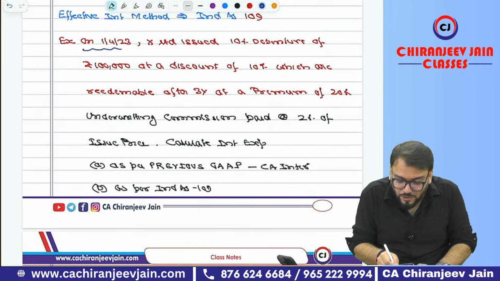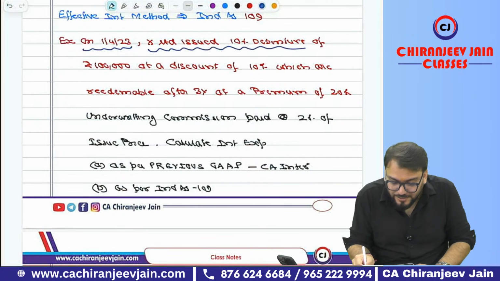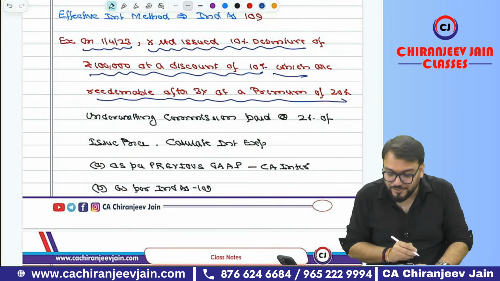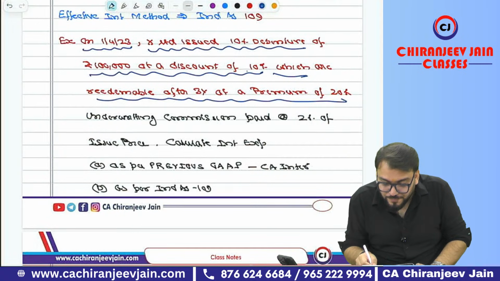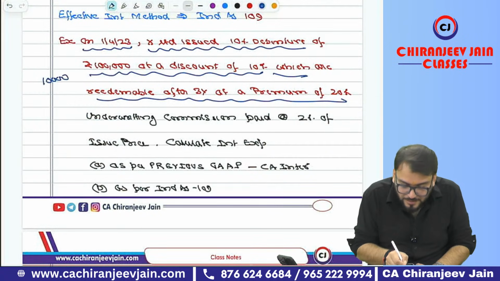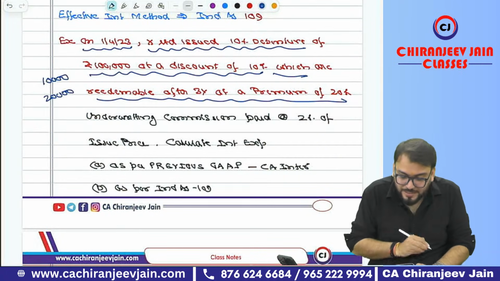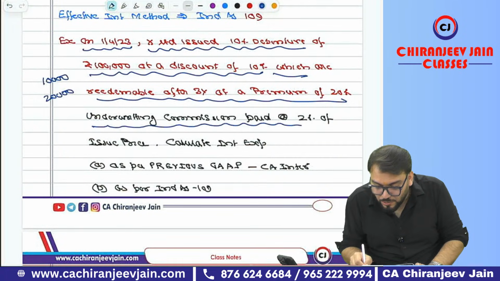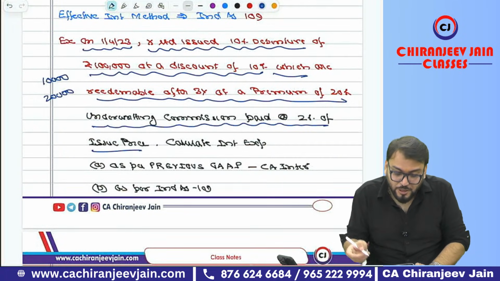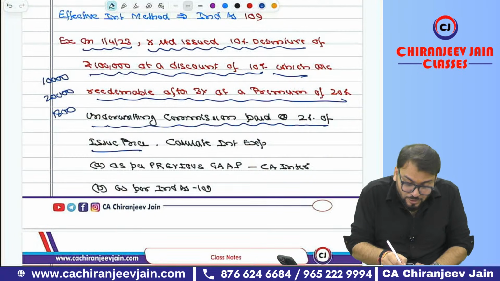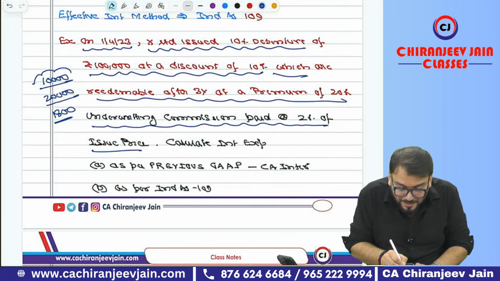For example, on 1/4/2023, X Limited issued 10% debentures of rupees 1 lakh at a discount of 10%, which are redeemable after 3 years at a premium of 20%. The discount amount is 10,000, and it is redeemable at a premium, so the premium is 20,000. Underwriting commission was paid at a rate of 2% of issue price. 2% of 90,000 becomes 1,800. So this is the discount on issue of debenture, this is the premium payable on redemption, and this is the underwriting commission.